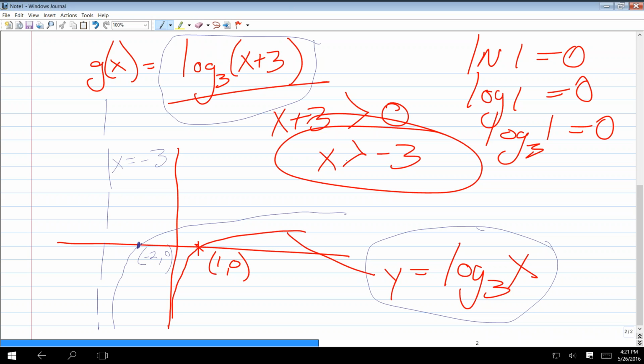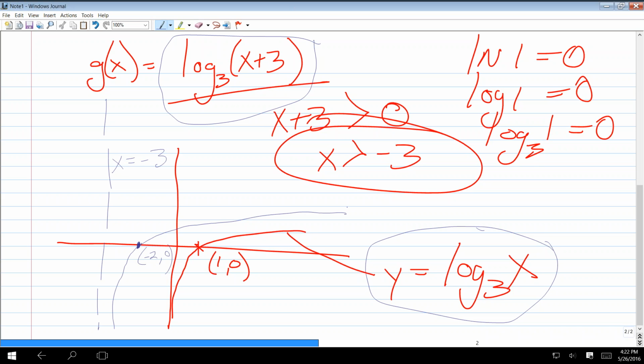So everything in blue is the graph of this function at the top. Its domain is x is greater than negative 3. And you can see that from looking at it. In other words, if you were looking at nothing but the blue graph, you would say the domain, well, x has to be greater than negative 3. It goes from negative 3 to infinity.